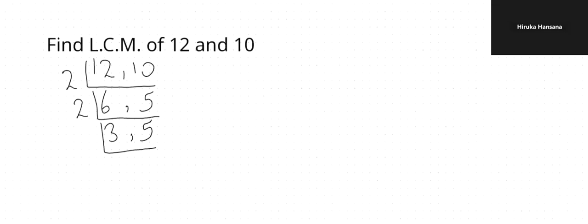Is 3 divisible by 3? Yes, definitely 3 is divisible by 3. So you have to use it. That's 1. And 5 is not divisible by 3. So keep 5 as it is. And now we have got 1 here. So we are not going to worry about that anymore. You have to only think about this 5 now. So what's the next number?